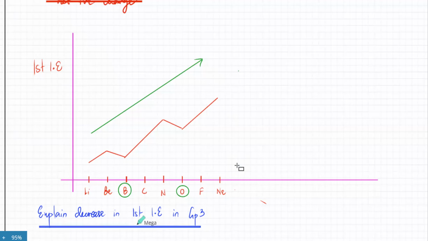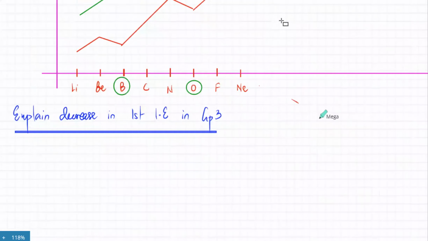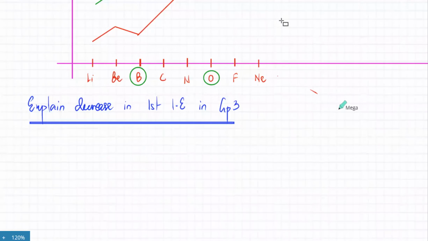I say general trend, समझ आ गया? Is that clear? The general trend. Yes, sir. अच्छा, अब decrease group 3 पे मसला क्या होता है group 3 के ऊपर?